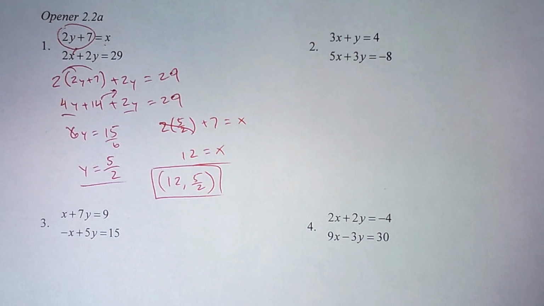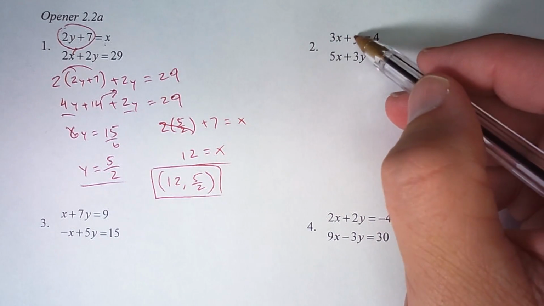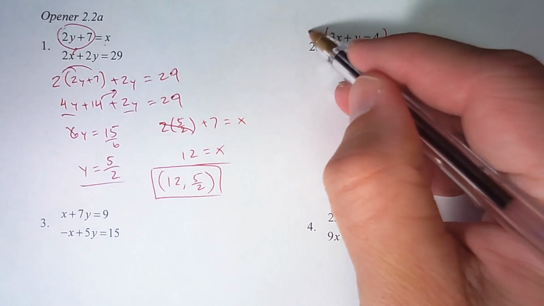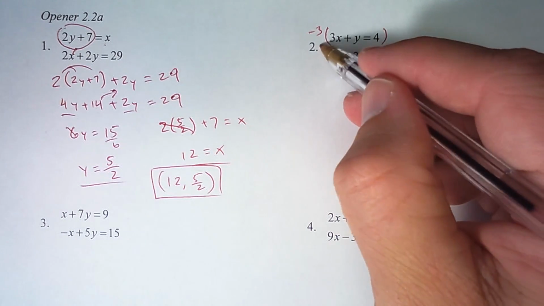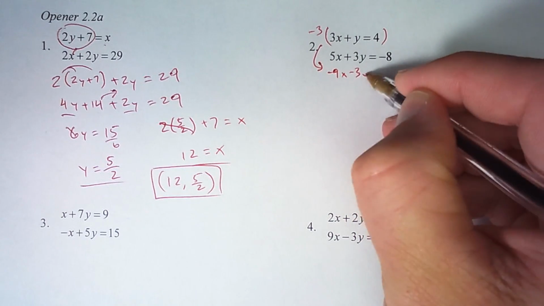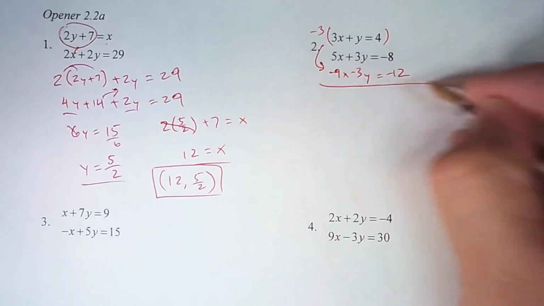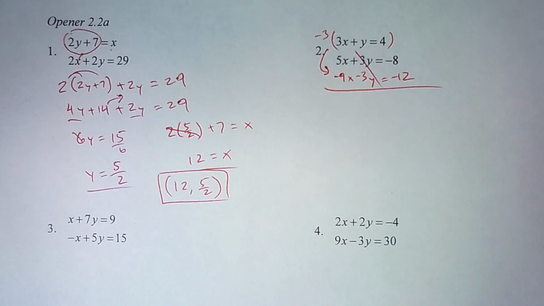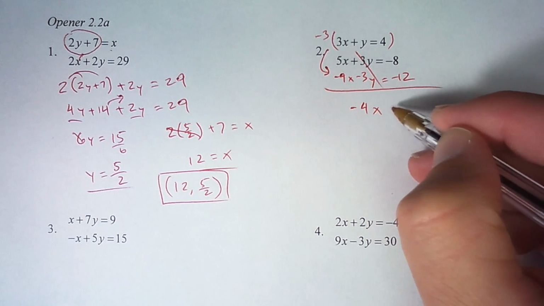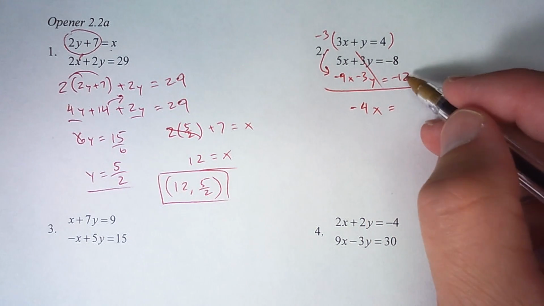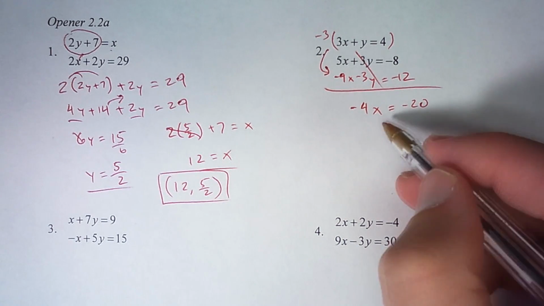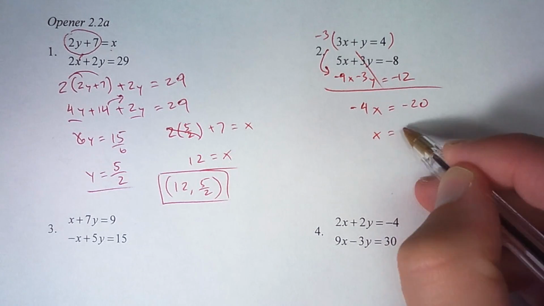Number 2, I think elimination is going to be the way to go. I think eliminating the y's will be the easiest way. If I just multiply this one here by negative 3, and I'll bring that right down here, I'll get negative 9x minus 3y equals negative 12, and my y's will eliminate. So 5x minus 9x is negative 4x, and negative 8 minus 12 is negative 20. Okay, and then I divide by negative 4, and I'm going to get x equals 5.